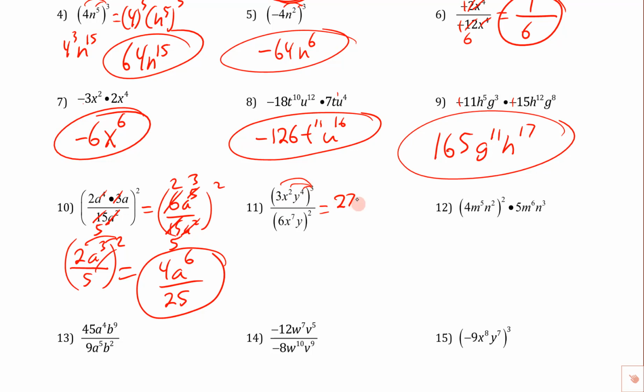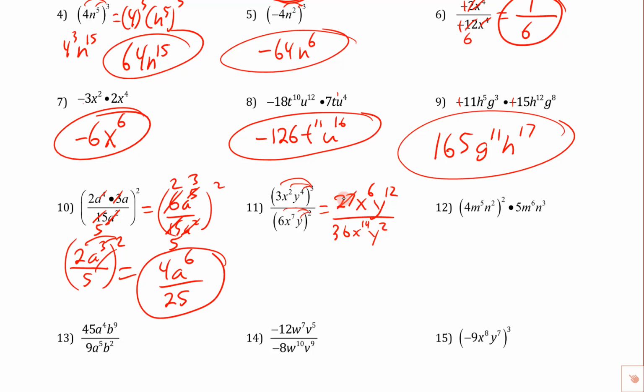X squared cubed is x to the 6th, power to a power we multiply, and this would be y to the 12th. In the denominator, we're going to square each one of these. So this is going to be 6 squared, so that's going to be 36. This is going to be power to a power, so that's going to be x to the 14th, x to the 14th right there, and then y to the 2nd. Now we can go through and simplify like we were doing before.